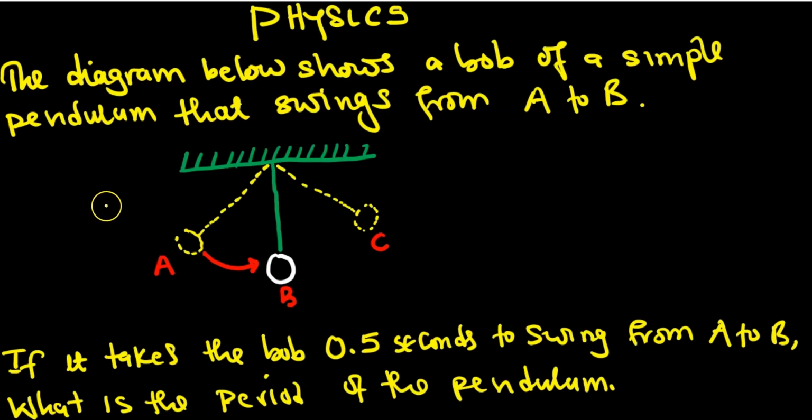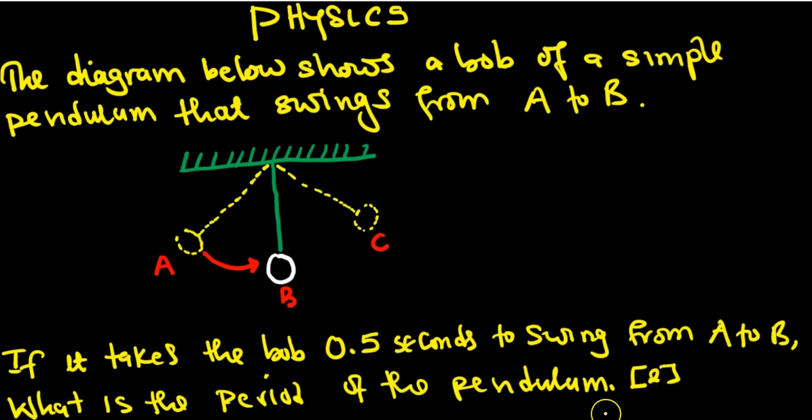The question reads: the diagram below shows a bob of a simple pendulum that swings from A to B. If it takes the bob 0.5 seconds to swing from A to B, what is the period of the pendulum? That is the question that we are answering now. Normally, if this question comes in an exam, it's 2 marks.